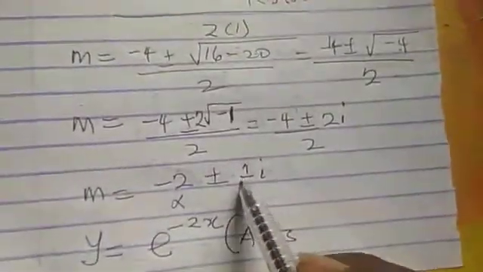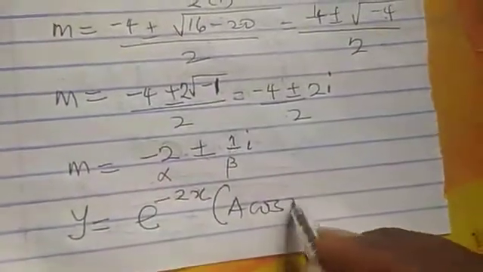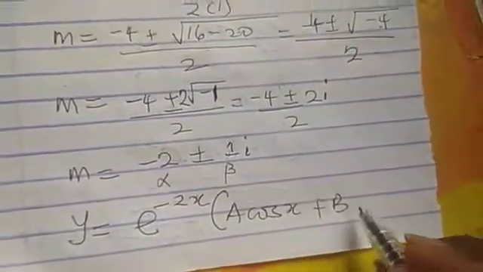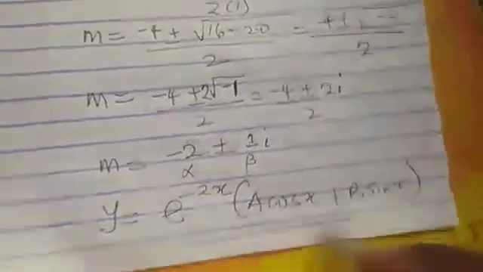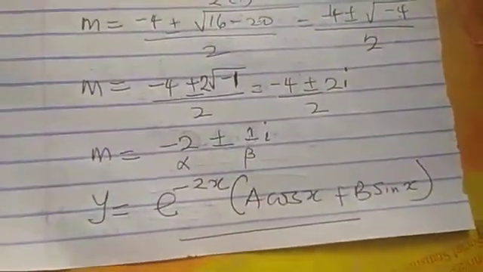So our beta is 1 here. So that is just x plus B sin beta x is sin x. So this is the solution to this differential equation. Let's take another example.